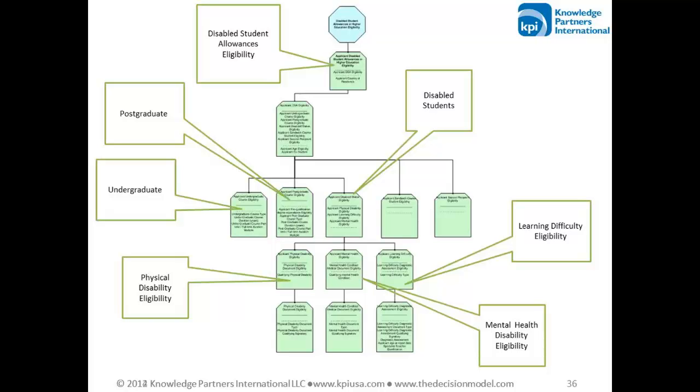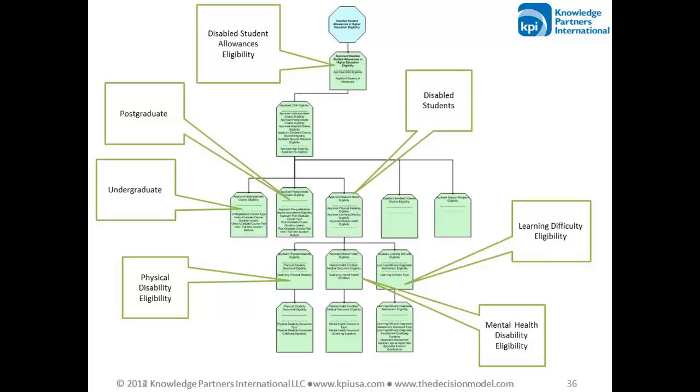So this is actually a real one, okay? So here's a more complex real-world decision model based on a scenario from the United Kingdom. It represents the decision to determine eligibility for disabled student allowances. So see how nicely the call-outs organize the branches into undergraduate and postgraduate and different kinds of disabilities. There's a branch down here for physical disability. Here's a branch for mental health disability. Here's a branch for learning disability eligibility, all bubbling up to disabled students and all the way up to the very top.